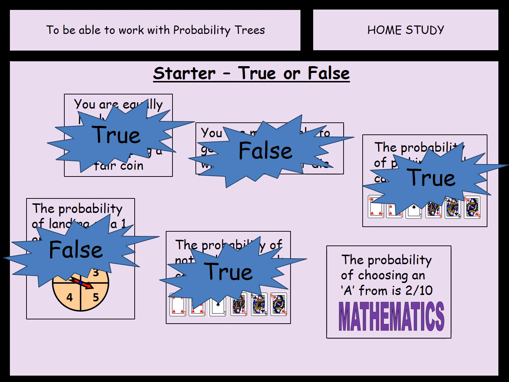And finally, the probability of choosing an A from the word mathematics is 2 out of 10. Okay, and a quick count up should have shown it's false because there are 11 letters in total, and we've got 2 A's from 11, so 2 out of 11, not 2 out of 10. Okay, hopefully you've done quite well on that first bit.